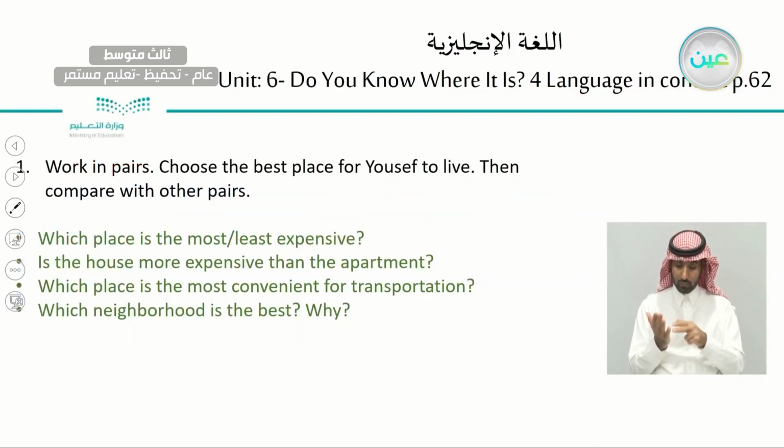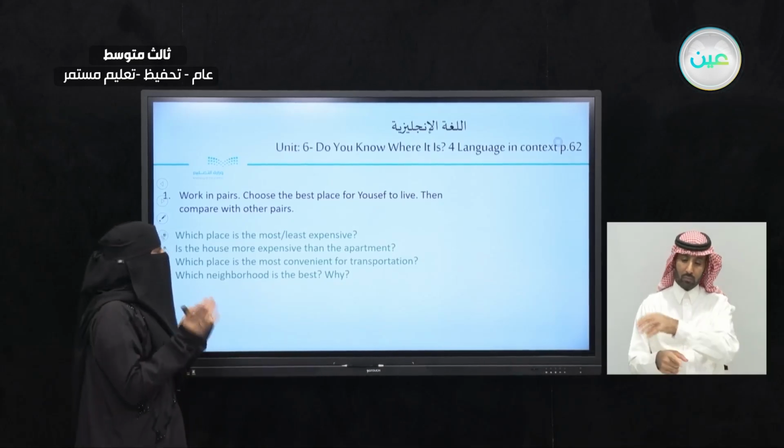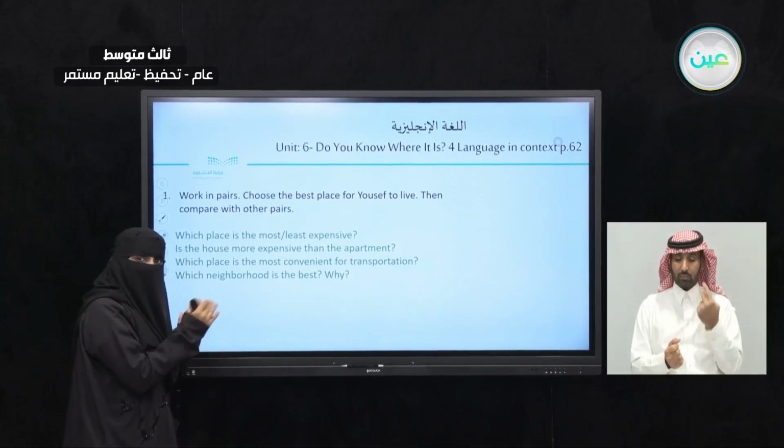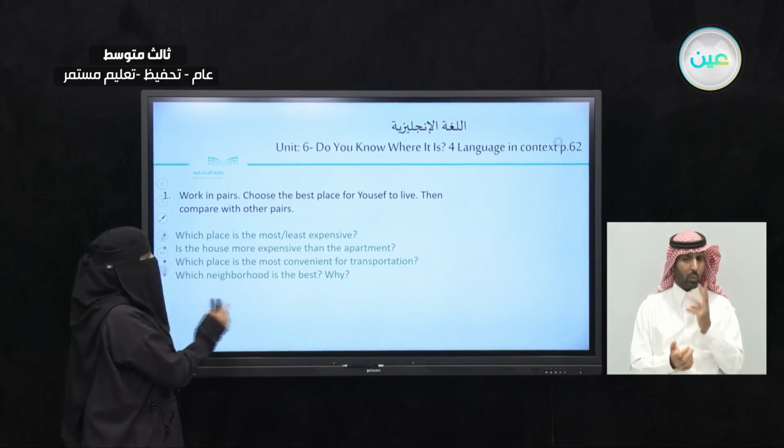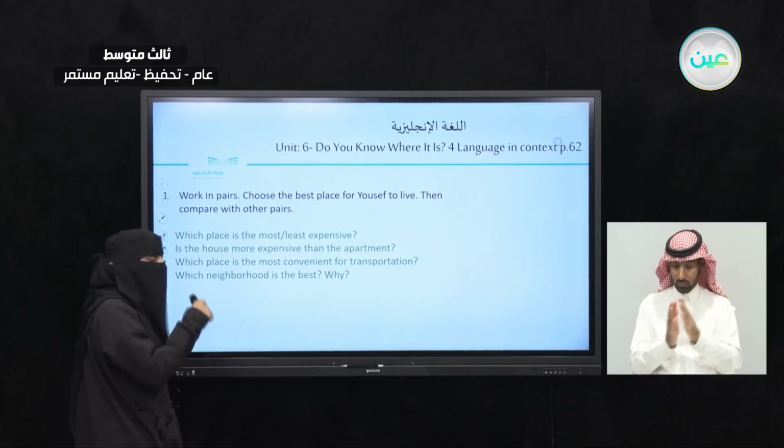What is the question? The first question is, work in pairs, choose the best place for Yusuf to live in. Then compare with other pairs. So you will work with a partner, 2, 2, 2, okay? You will work together, you will read the ad again, okay? And try to answer these questions. You can't find it in your book, but write it down.